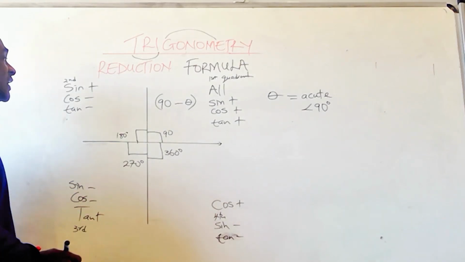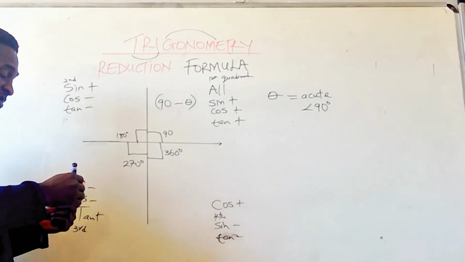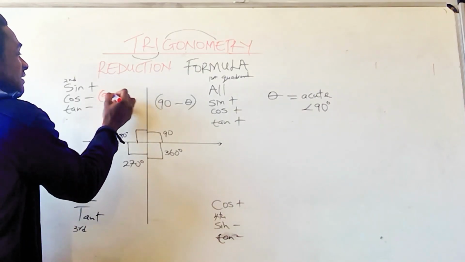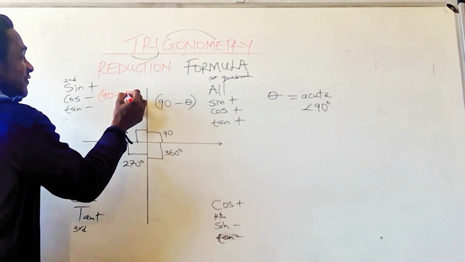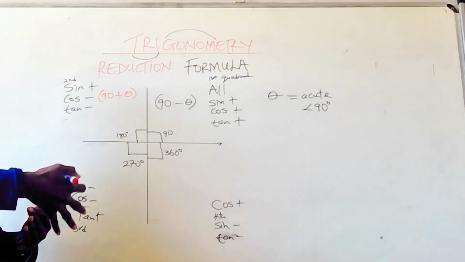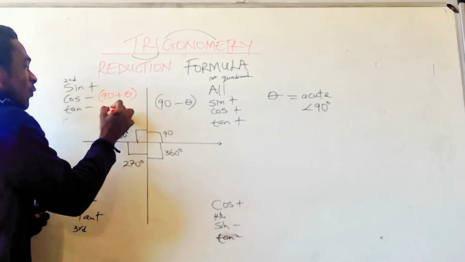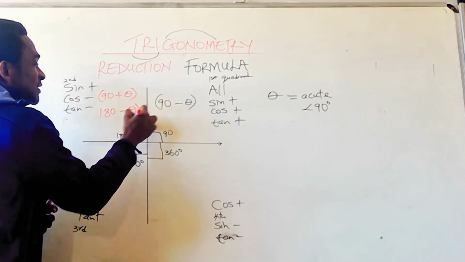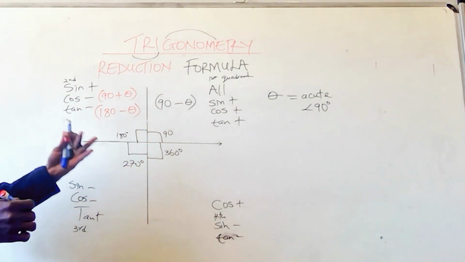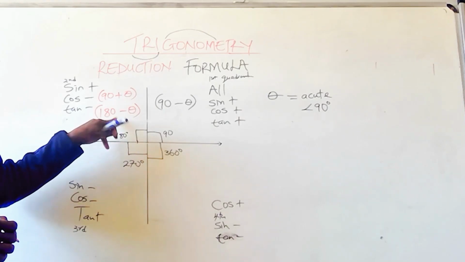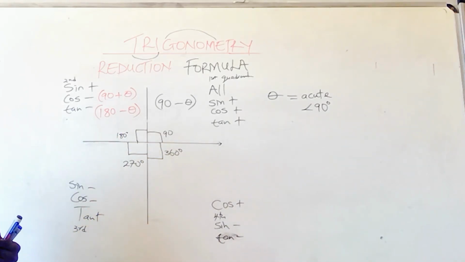For the second quadrant, any angle that falls there can be greater than 90. That means it can also be 90 plus theta. That means greater than 90. Or, since we have 180, it can be 180 minus theta. So here we are looking at angles that are greater than 90 degrees, but less than 180 degrees. Remember, theta must always be acute.